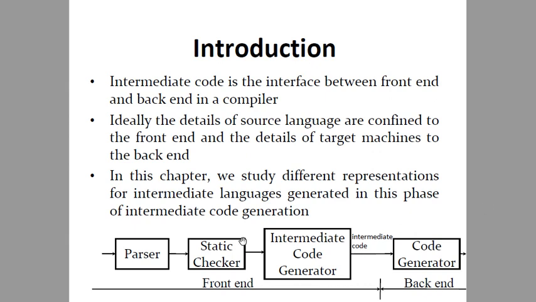From the figure you can see that after the parser we have the static checker, the type checker, then comes our intermediate code generator, and we get the intermediate code generated by this phase, which goes into our code generator, which comprises our backend.